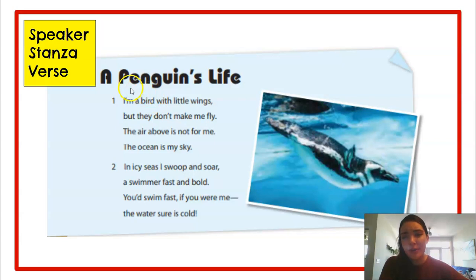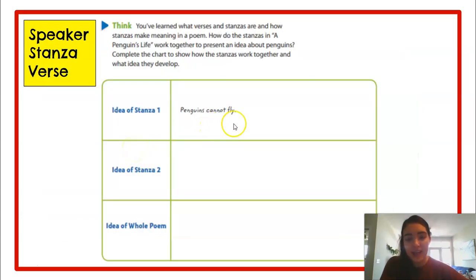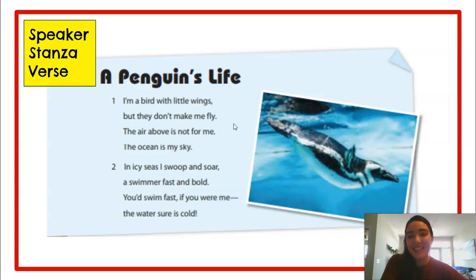I'm a bird with little wings, but they don't make me fly. The air above is not for me. The ocean is my sky. Penguins cannot fly. Yes, that is the idea of stanza 1. It's saying the penguin has wings, but it doesn't fly in the air. The penguin lives in the sea. It says the ocean is my sky.